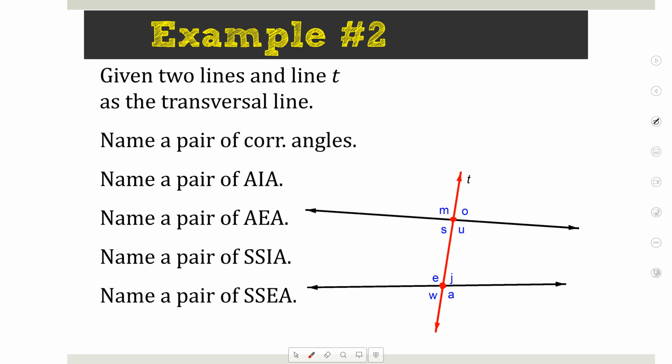E and H. O and A, and the other one is? N and W. Well done.